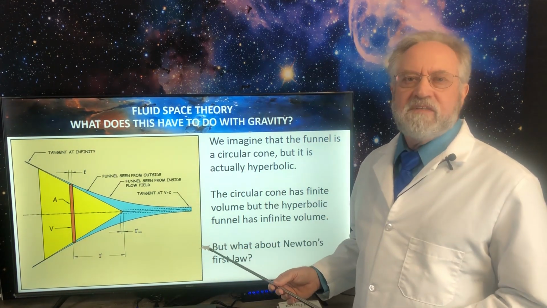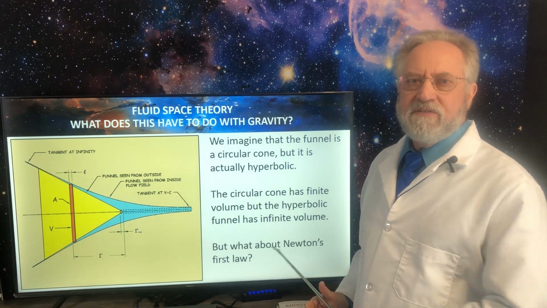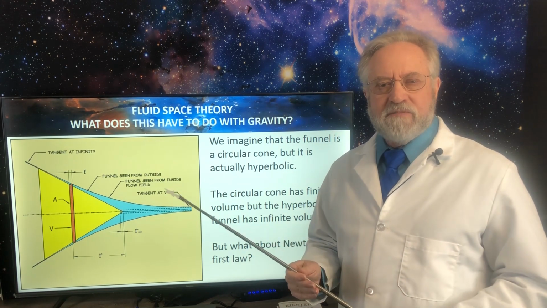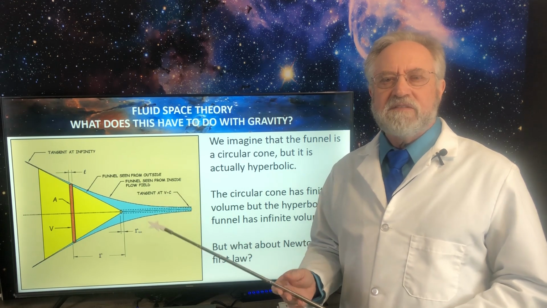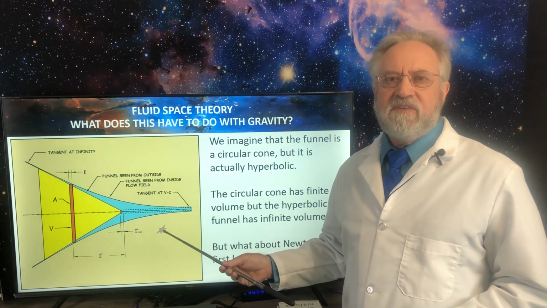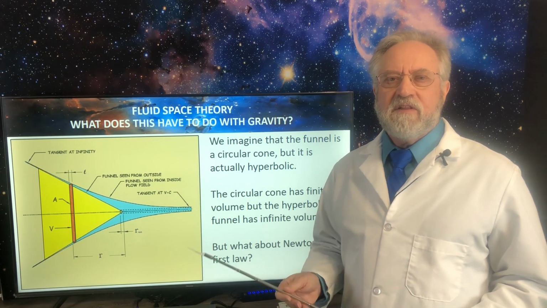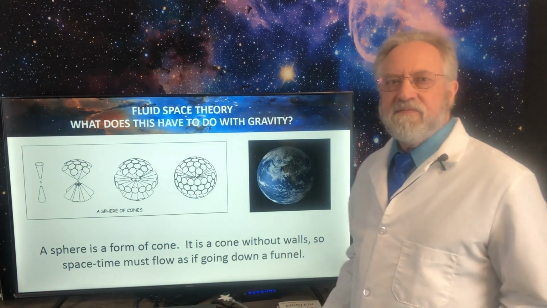So some of you viewers out there may be saying, yeah, this is all great, but what about Newton's first law? You said yourself that space can move through objects without resistance, and objects move through space without resistance. So what are you going to build your funnel from? Well, there's only one substance in the universe that can funnel space-time, and that substance is space-time itself.